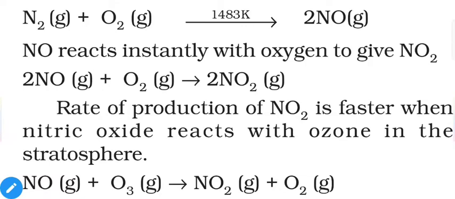Now the rate of production of NO2 is faster when nitric oxide reacts with ozone in the stratosphere. So when these gases reach the upper layer of atmosphere, ozone is already present and ozone molecules are very reactive. They easily release nascent oxygen, that means an atom of oxygen, and the atomic state of oxygen is highly reactive, so it will instantly combine with nitrogen monoxide or nitric oxide, and it produces nitrogen dioxide.